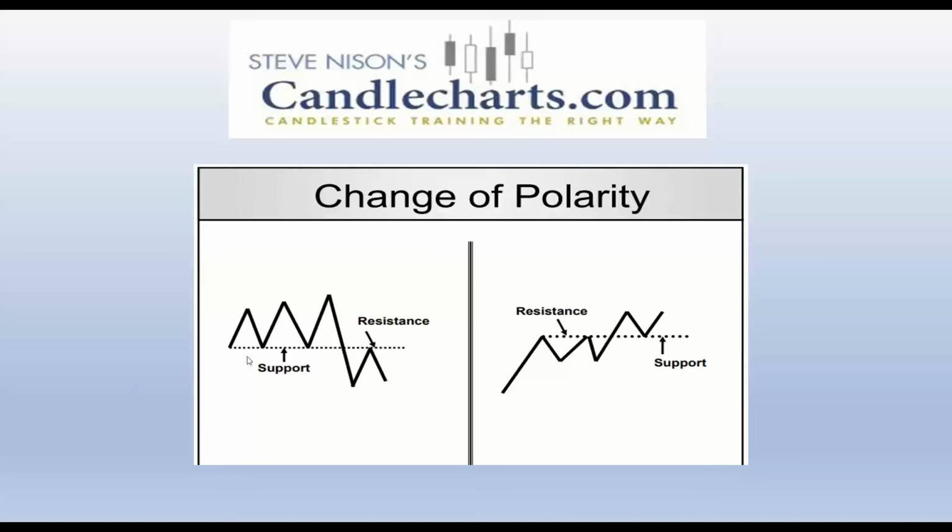Change of polarity means what was support becomes new resistance when you get a move below it. Ideally, you'll have it tested a couple of times, 2 or 3 or so times, at support. It moves up, moves back below, and that support line is your new resistance. On the other side of that, what was resistance that tested a couple times becomes new support. So if you understand this concept of change of polarity, it could happen in any market, in any time frame.